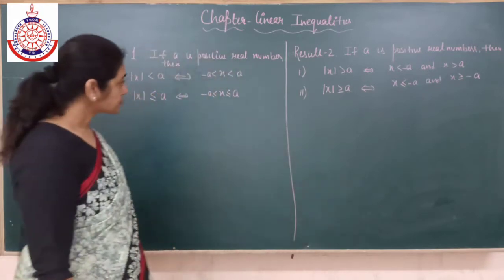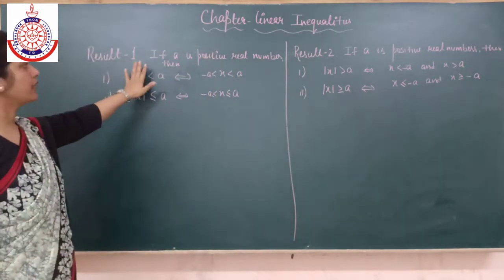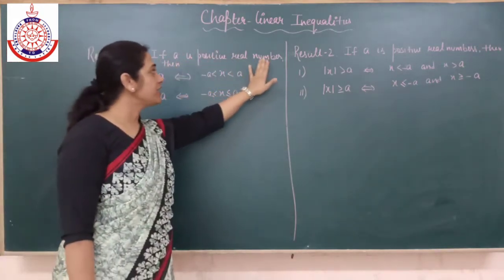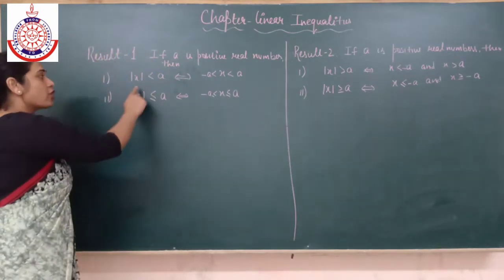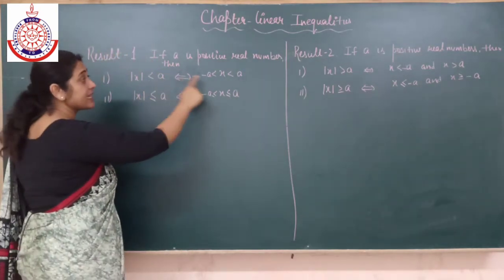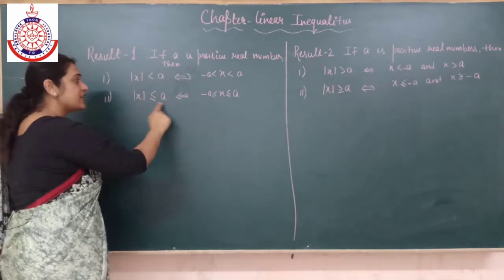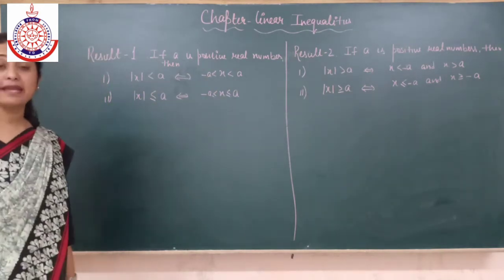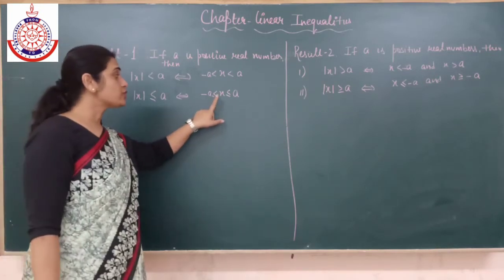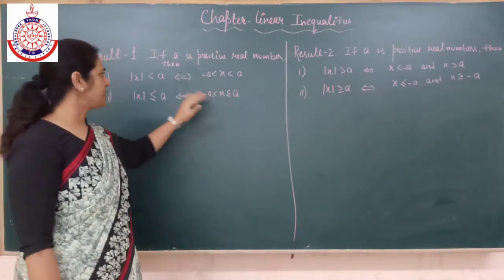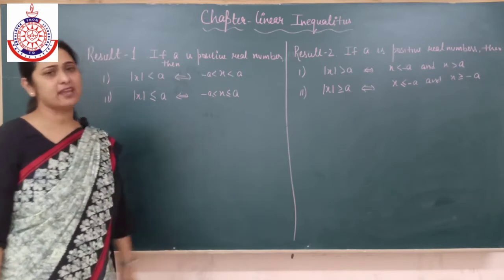Now, the rule, result 1: if a is a positive real number, then if modulus of x is less than a, then x lies between minus a to a. And if modulus of x is less than or equal to a, x is greater than or equal to minus a and less than or equal to a. Both are the same. One is a strict inequality, one is a slack inequality.